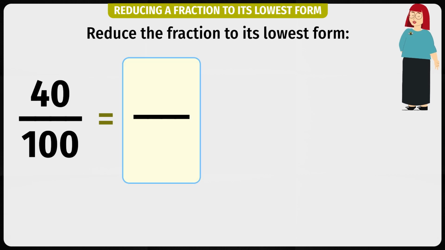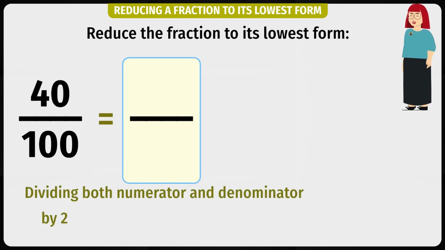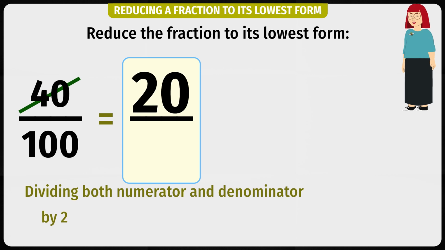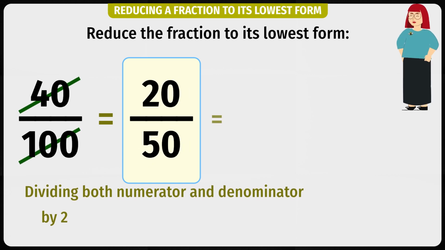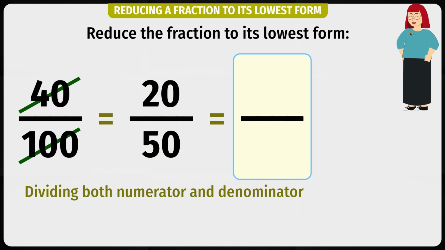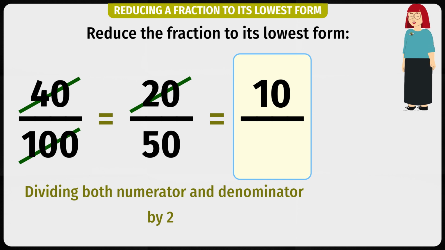Dividing both numerator and denominator by 2, we get 20 by 50. Dividing both numerator and denominator by 2 again, we get 10 by 25.